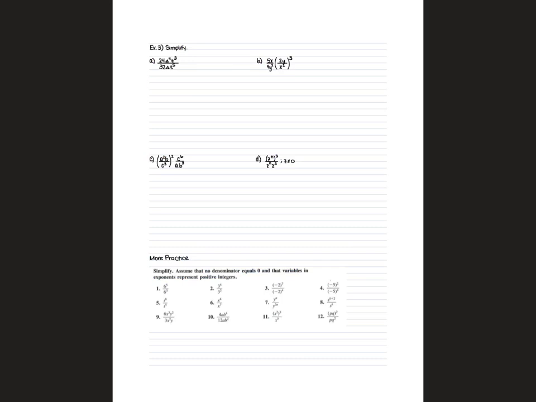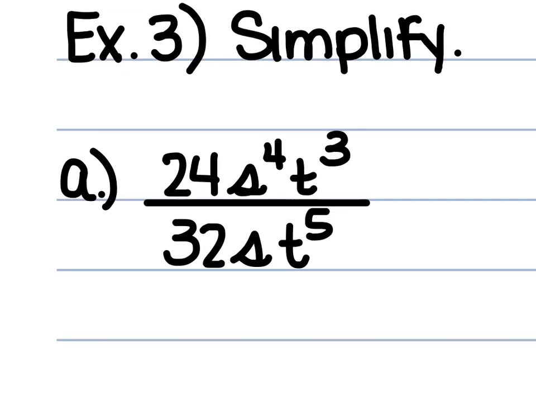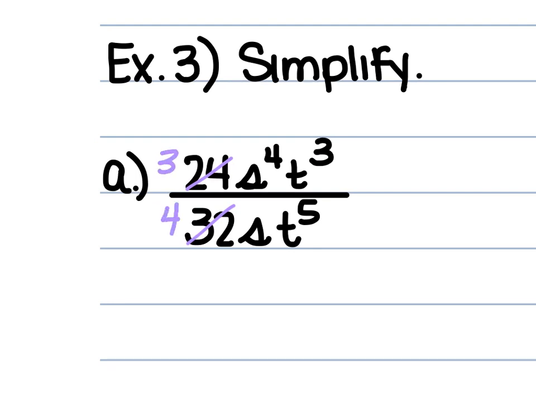If we look at our next set of examples, we have 24s to the 4th power t cubed all over 32st to the 5th power. So again, we can separate this, or we can say 8 goes into both 24 and 32. So I'm going to divide both of these by 8. I'm going to have 3 over 4. I then have an s to the 4th over an s to the 1st. So that's going to be s to the power of 4 minus the 1st power. And then I have a t to the 3rd minus the 5th as well.